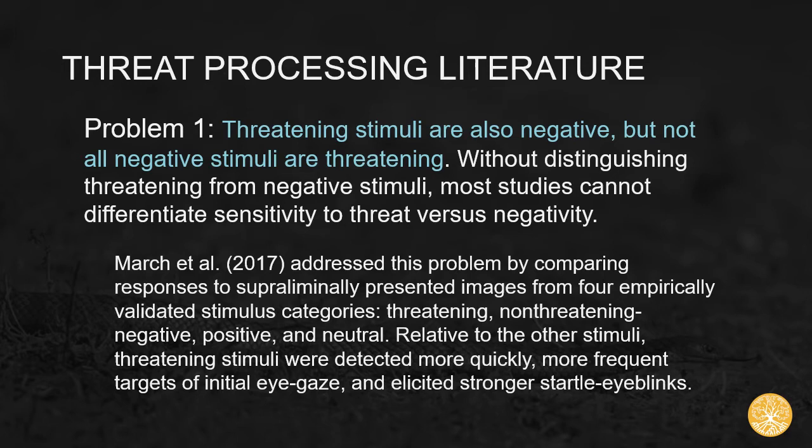So in my previous work, I addressed this problem by comparing responses to stimuli that were threatening, non-threatening but also negative, what I just call negative, positive, and neutral. So relative to other stimuli, threatening stimuli were detected more quickly, were more frequent targets of initial eye gaze, and elicited stronger startle eye blinks. So it seems like threat stimuli are at least processed uniquely, but are they processed preferentially? Well, that's a good question.